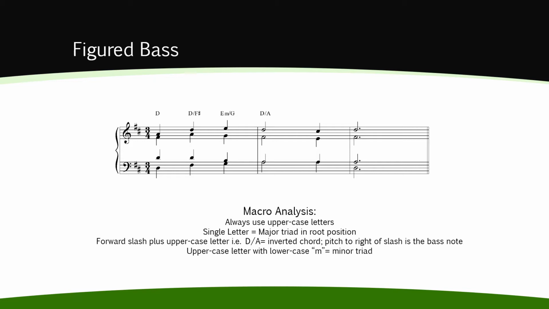The penultimate chord is an A major triad in root position, and the last chord is a D major triad in root position. We indicate both of these chords with a single uppercase letter. As a side note, if a triad were diminished, you would indicate it with an uppercase letter and the abbreviation DIM. If it were augmented, you would indicate it with an uppercase letter and a superscript plus sign.